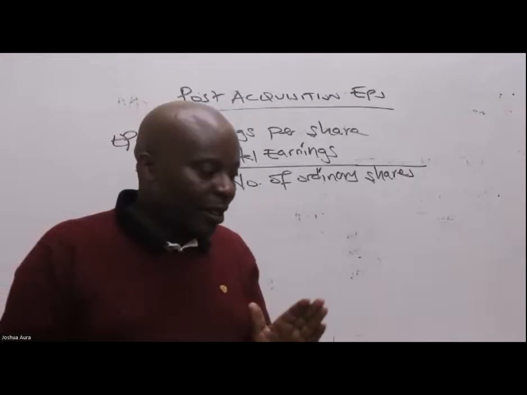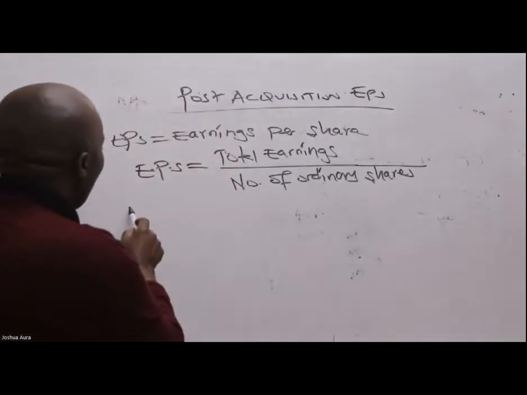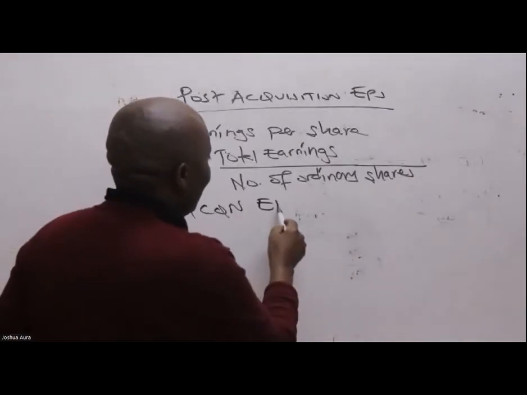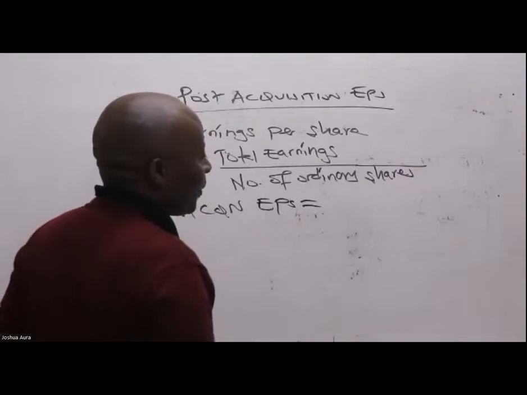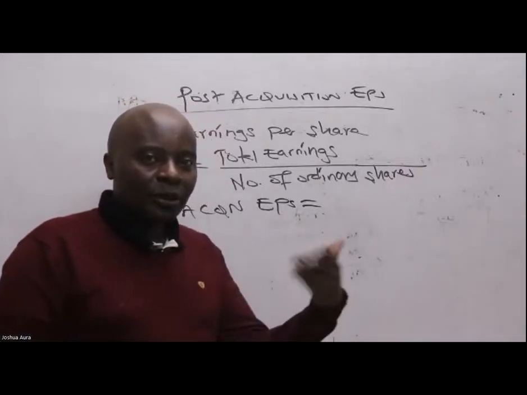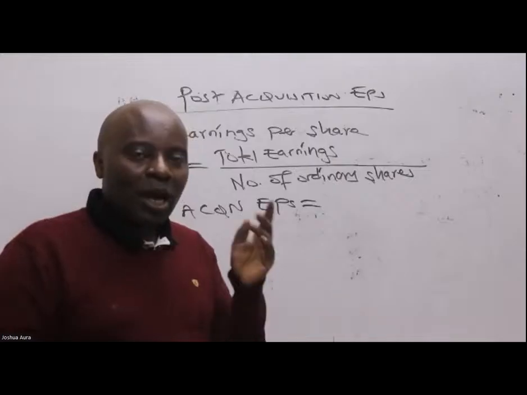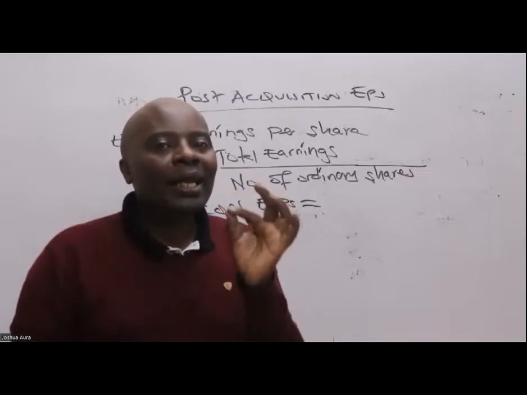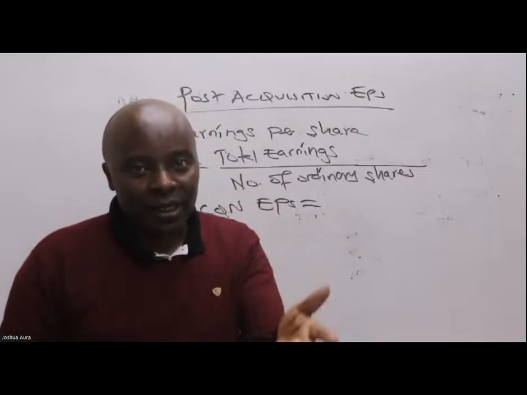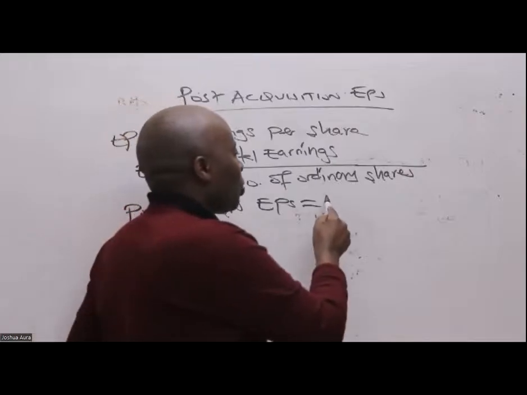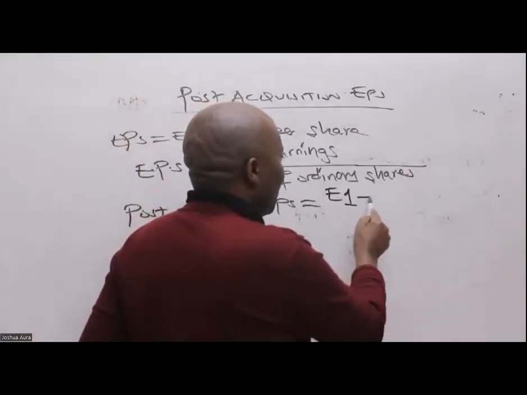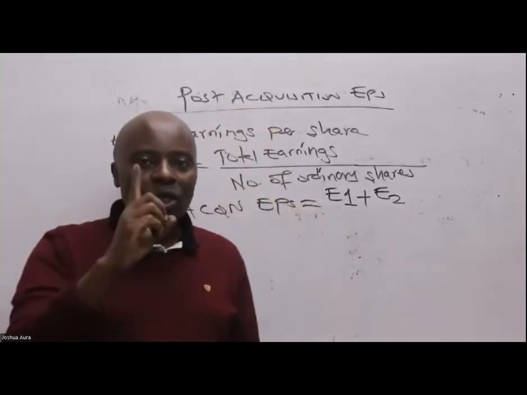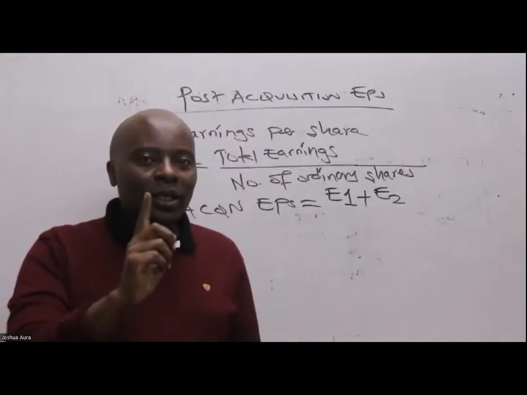What does this mean? It means that when we talk of post-acquisition earnings per share, post-acquisition means post-marriage, after marriage. So after marriage, we are supposed to have one joint account and combine our earnings. So we shall talk of earnings of the husband plus earnings of the wife. Remember, these are supposed to be in one joint account.